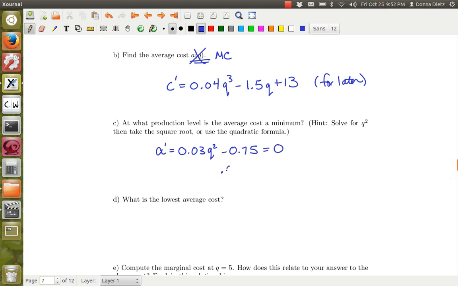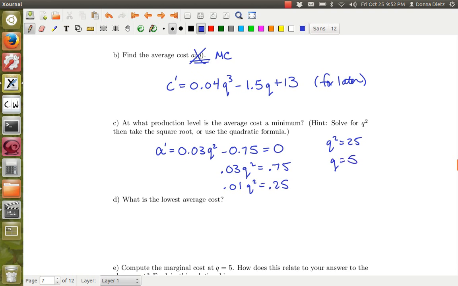You can go 0.03 Q squared is equal to 0.75. It's really just a setup. Because you multiply both sides by 100, and then you get Q squared is 25, and quantity cannot be negative. So it was really meant to be easy.